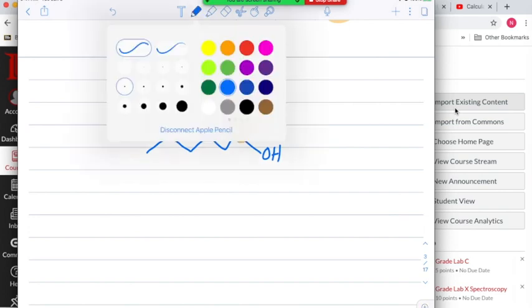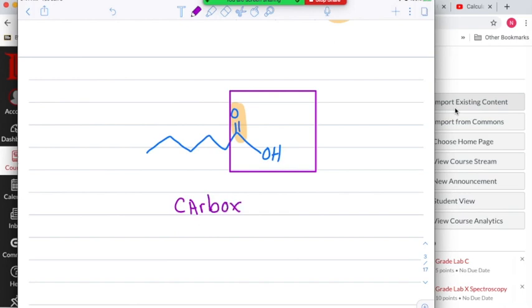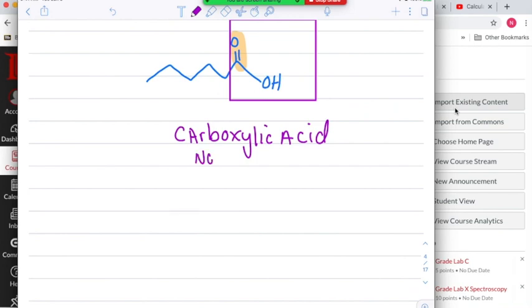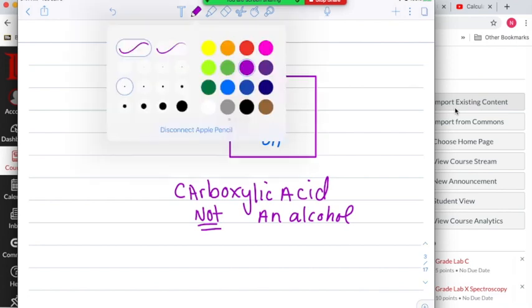So again, just as a bit of review for us, this is called the carboxylic acid. And by the way, all of these notes are going to get posted to Canvas as soon as I'm done, so you don't have to worry about getting everything down right now.